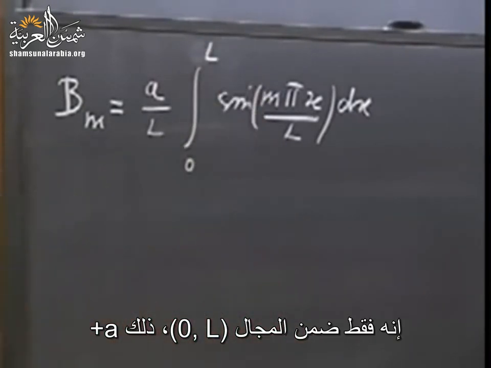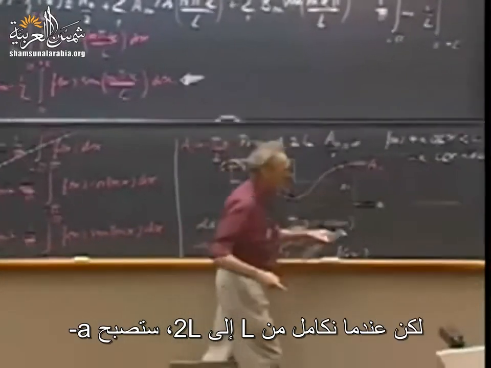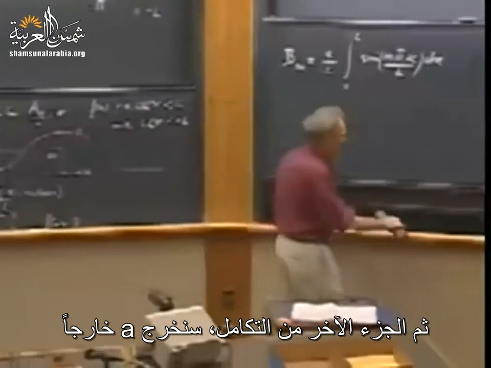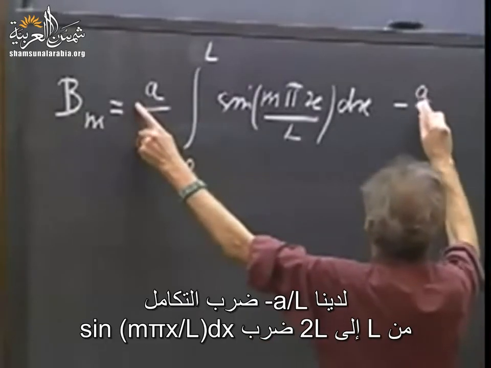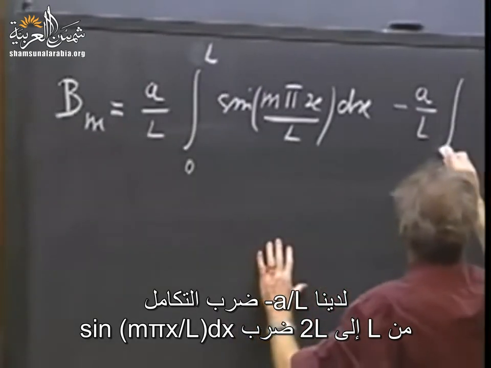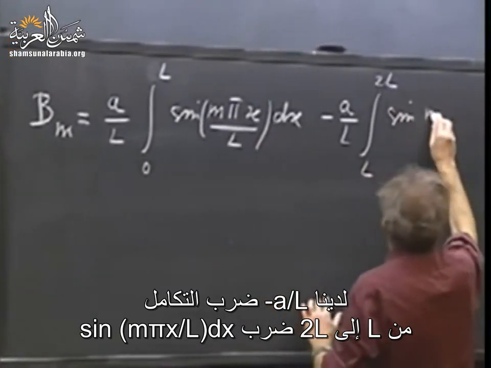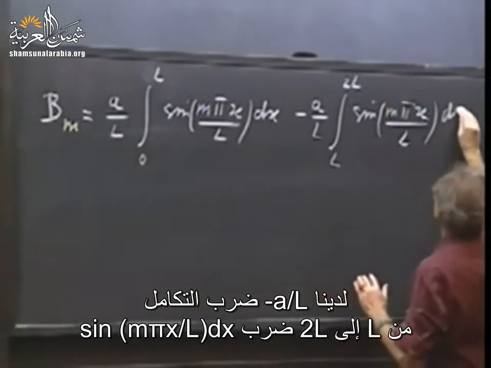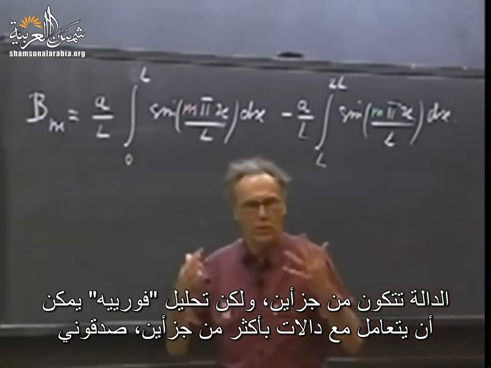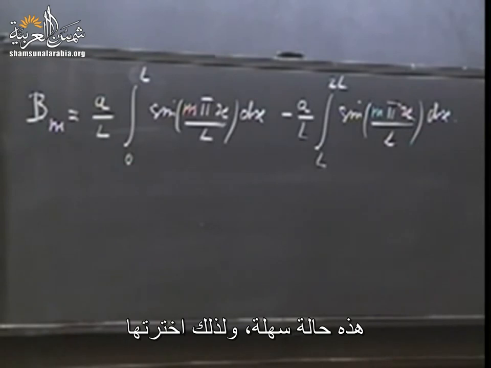It's only between 0 and L that it is plus A, but when we integrate from L to 2L, then it becomes minus A. So the next part of the integral is minus A, so I bring the A outside, so I get minus A divided by L times the integral from L to 2L times the sine of M pi x over L dx. So the function comes in two parts. Boy, there are Fourier analyses where the function comes in more than two parts, believe me. This is an easy case. That's why I chose it.